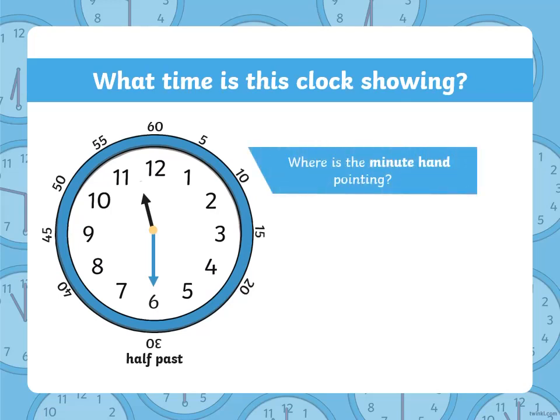Where is the minute hand pointing? Do you know which one the minute hand is? Can you remember? That's right, it's the long hand. And it's pointing, oh, let's check. We could count by fives to check. 5, 10, 15, 20, 25, 30. Okay, so it's half past. I wonder what it's half past.